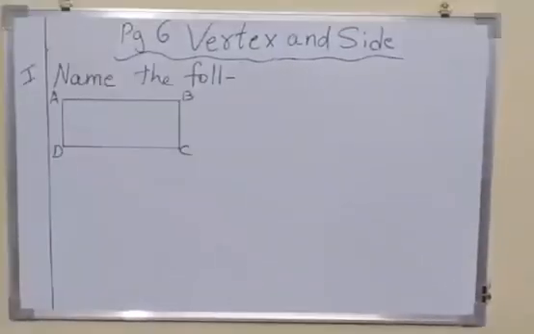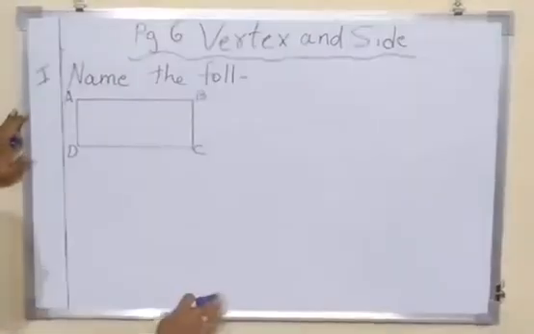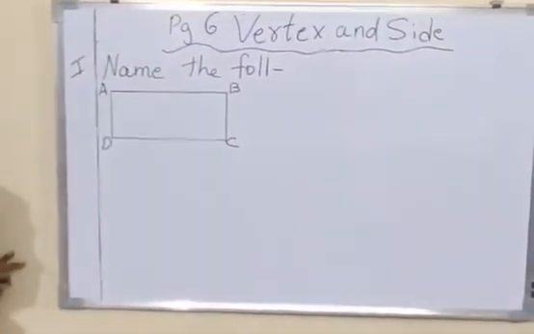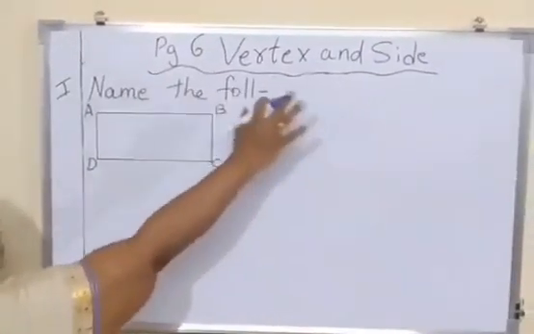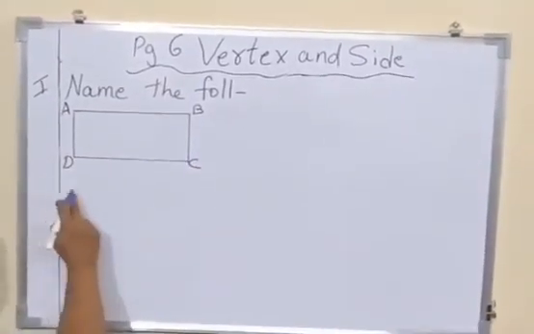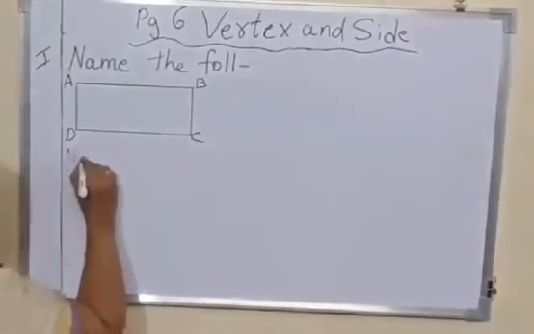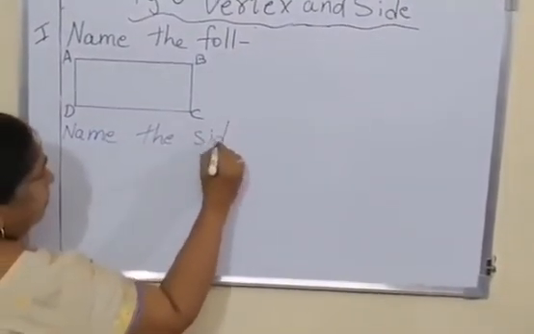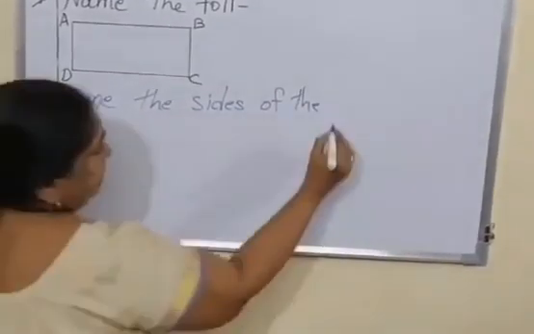Children, now whatever I am showing you on this whiteboard, this you have to do in your maths long book. You have to copy down this in your maths long book. All of you have understood? You have to write down what I am showing you in your maths long book. You will write the name of the lesson, write question 1, name the following. Now here what you have to write? You have to write the names of the sides. Name the sides of the rectangle.